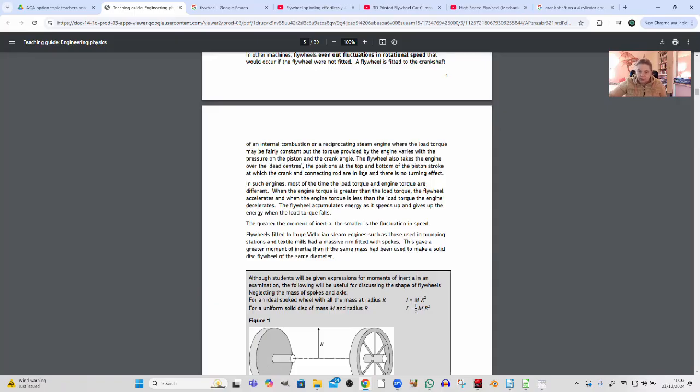Okay, so the flywheel also takes the engine over the dead centers, positions at the top and the bottom of the piston stroke, at which the crank and the connecting rod are in line and there is no turning effect. Okay, in such engines, most of the time the load torque and the engine torque are different. So when the engine torque is greater than the load torque, the flywheel accelerates and vice versa. Okay, the flywheel accumulates energy as it speeds up and gives up the energy when the load torque falls.